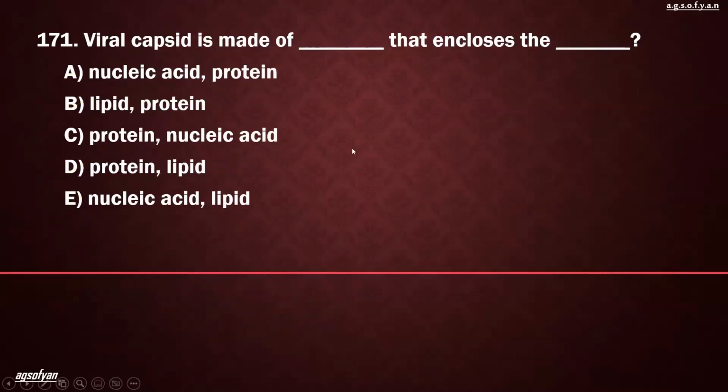The viral capsid is made of protein that encloses the nucleic acid. We had this in your quiz. So protein is the capsid, and this one is nucleic acid. So this one should be the correct answer, C.